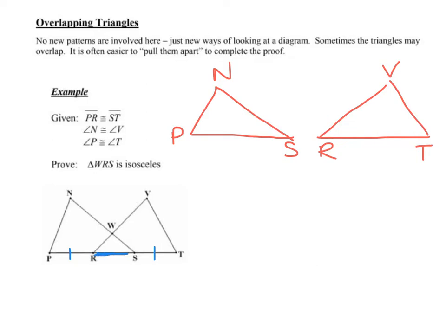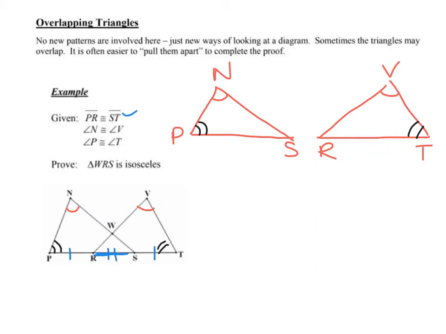Another given that we know is that angle N is congruent to angle V, and so we can label that in the redrawn diagram as well. And then we also have that angle P is congruent to angle T, which is these two angles up in the redrawn diagram. So in the redrawn diagram, right now we have two pairs of angles. We're going to need a pair of sides. And if we go back to what this first given was telling us, we know that segments PR and ST are congruent.